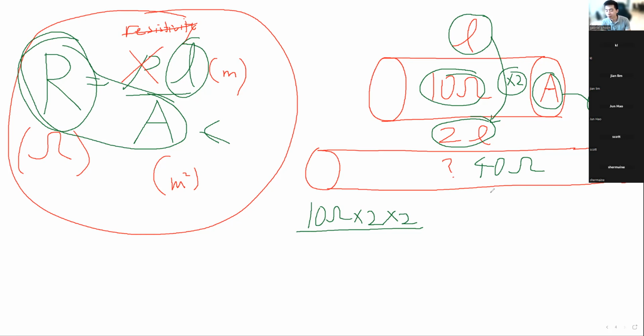Why times 10 times? Bro, the 10 is from here, bro. The 2 is from here. Then this is times 2 because the area is inversely proportional. Just now we understood that the smaller the area, the higher the resistance, right? Right now it becomes smaller, then naturally the resistance is going to double up, right? Okay, everyone understand this part here?